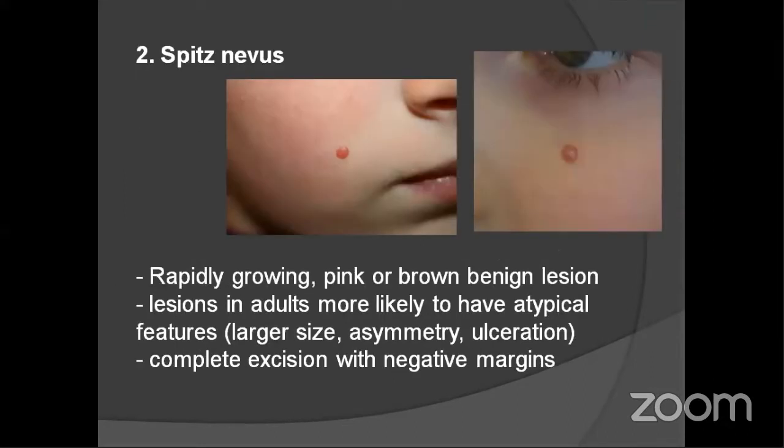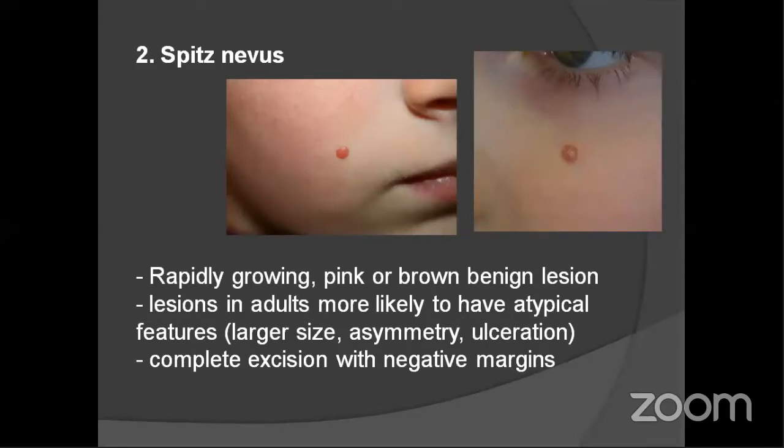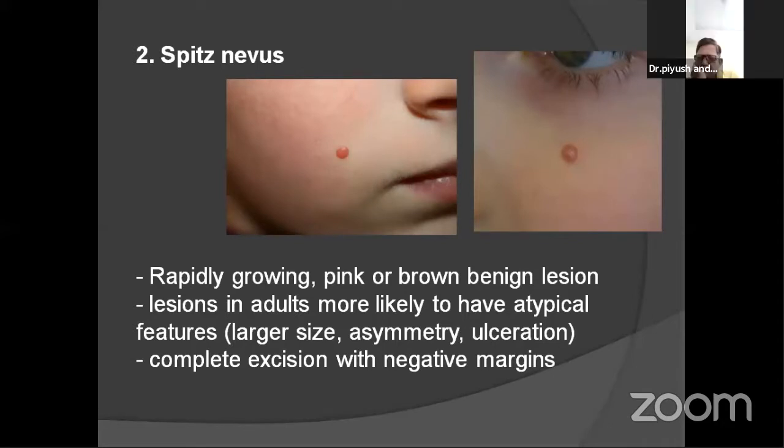Then there's the spitz nevus. It is a rapidly growing pink or brown benign lesion, but it can convert into a malignant lesion. Usually this lesion is present in children and on the face, but it can be present in adults. In adults, it is more likely to have atypical features, such as being larger in size, asymmetric, and presenting with ulceration. The treatment is the same: complete excision with negative margins.